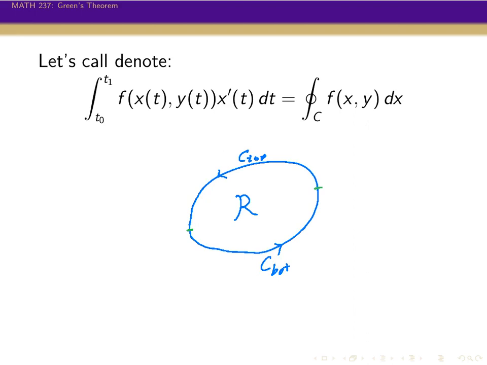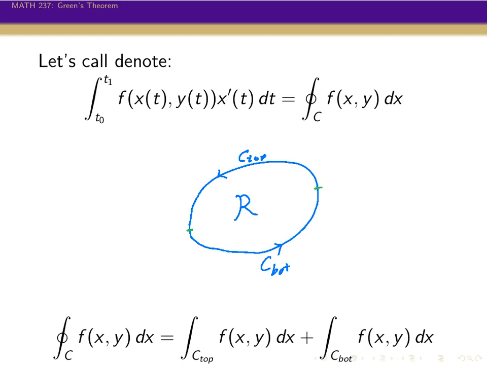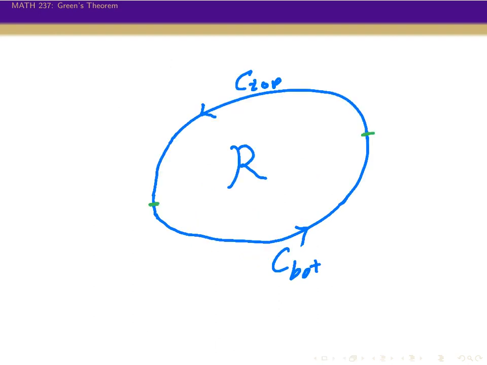Okay, and so now we're going to take our curve and break this up, same as we did in the example, into two curves. We're going to break it up into a bottom curve going from left to right, and then a top curve coming back from right to left. The bottom curve plus the top curve is going to give us the whole integral. So the whole integral around C is equivalent to breaking it up between the top plus the bottom.